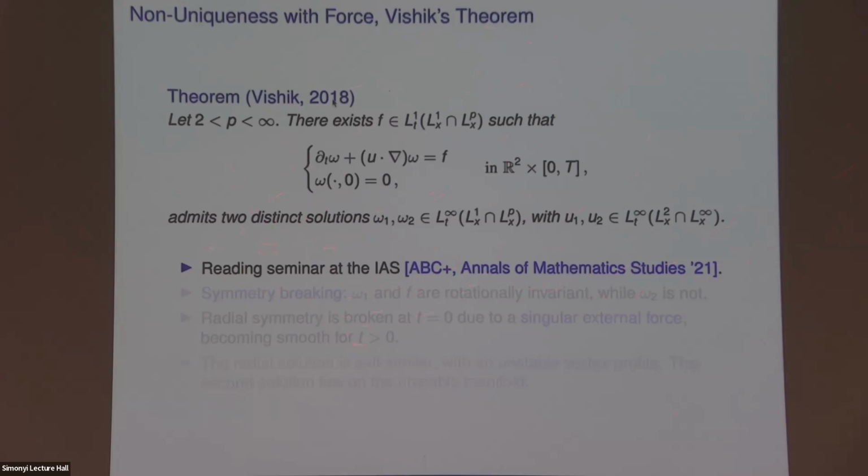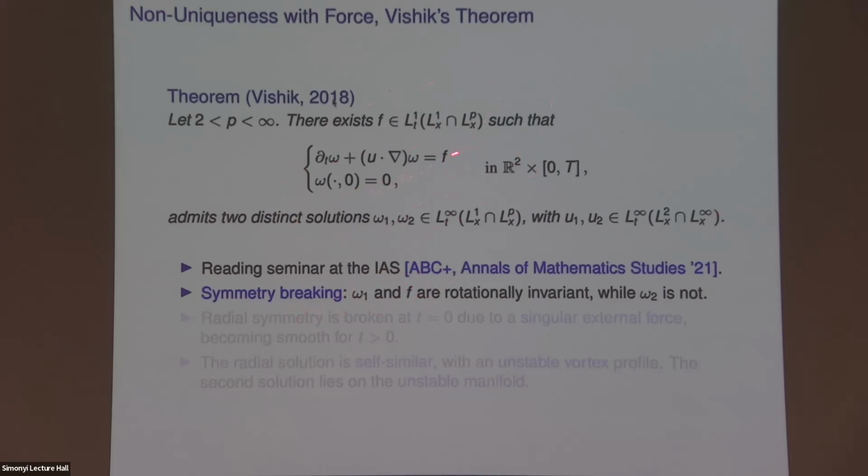Now, let me just say something about the key features of this non-unique solution. So here the keyword is symmetry breaking. So what happens is that the external body force f is just a radial object. It depends on time, it has a self-similar structure, and is radial. And the first solution, the one I denoted omega-1, is again radial, is rotationally invariant. And this is exactly what you expect, given the symmetries of the Euler equation.